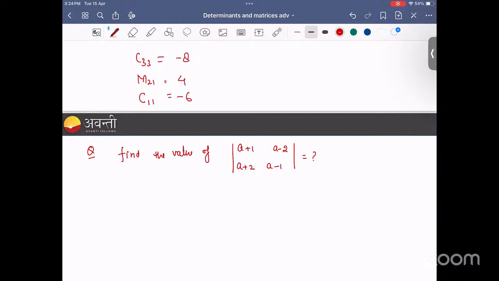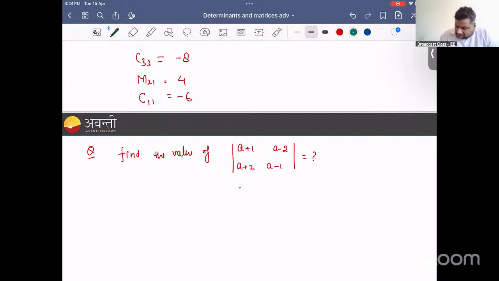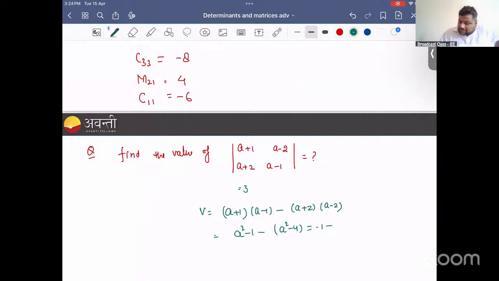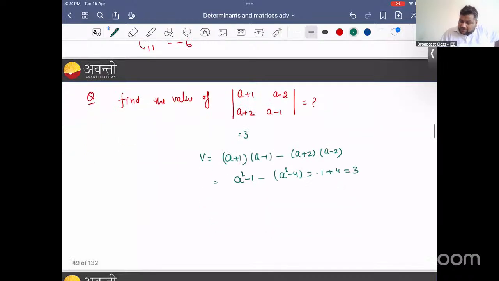Sir, 3. Very good. Answer is 3. Anybody who wants my assistance in this? Value will be what? (a plus 1)(a minus 1) minus (a plus 2)(a minus 2). So it is a square minus 1 minus a square minus 4. So it is minus 1 plus 4. Answer is 3. Very good.